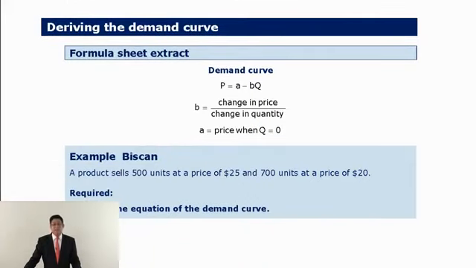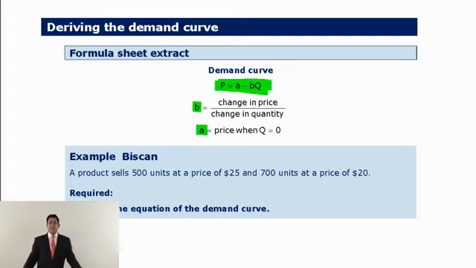First of all, deriving the demand curve. This is the formula provided to you in the formula sheet in exams: P = A - BQ. B is the change in price divided by the change in quantity, which is the slope or gradient of the demand curve. And A is the maximum price when quantity equals 0 or is very low.